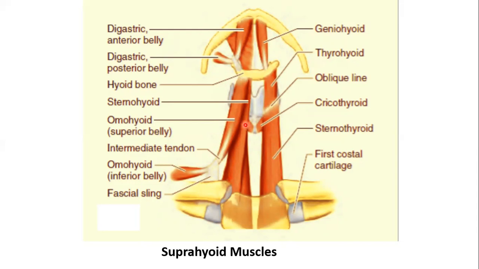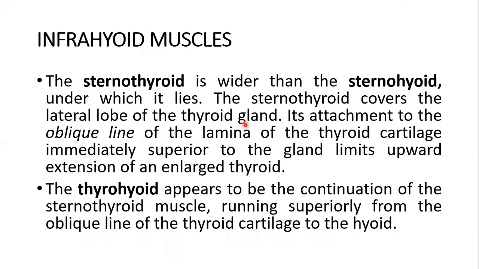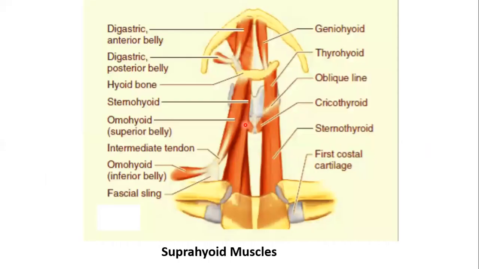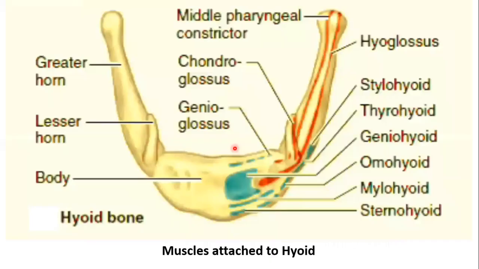So this was a little detail of these muscles, and now a little discussion of the sternothyroid and sternohyoid. The sternothyroid is wider than the sternohyoid, so it is deeper, under the sternohyoid. The sternothyroid covers the lateral lobe of the thyroid gland. Its attachment to the oblique line of the lamina of the thyroid cartilage, immediately superior to the gland, limits upward extension of an enlarged thyroid. You can see the picture again.